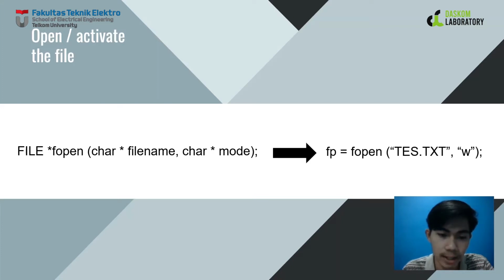The general form is like this: FILE asterisk fopen, file name, mode. An example: fp = fopen test.txt, w. The fp is the file pointer, fopen is the command to open the file, test.txt is the file we are going to process, and w is the mode of the process. After this, I will explain what the modes are in sequential files.